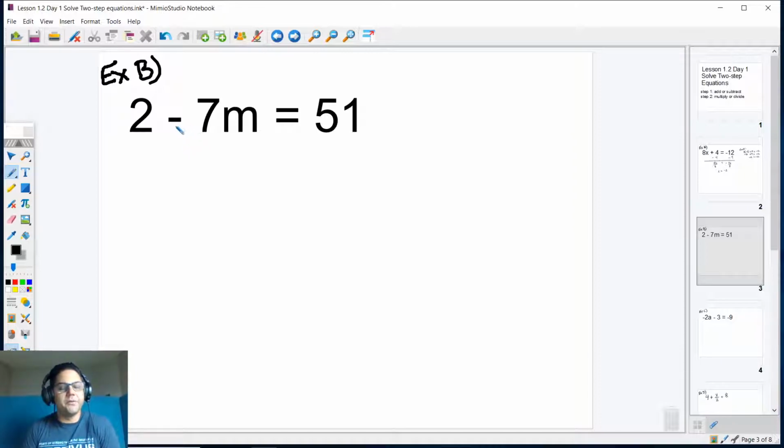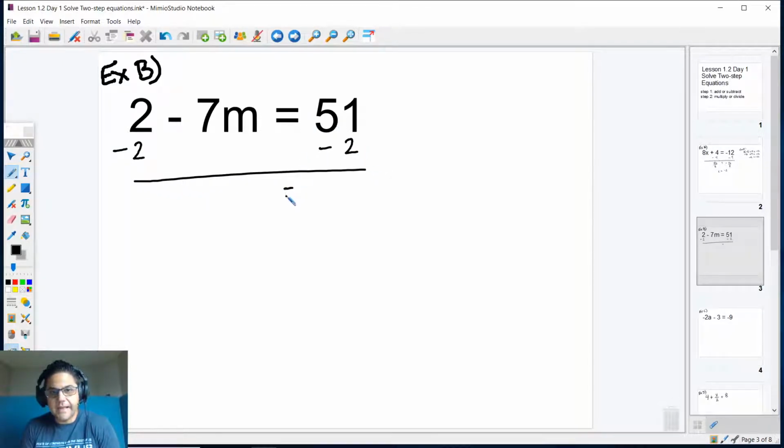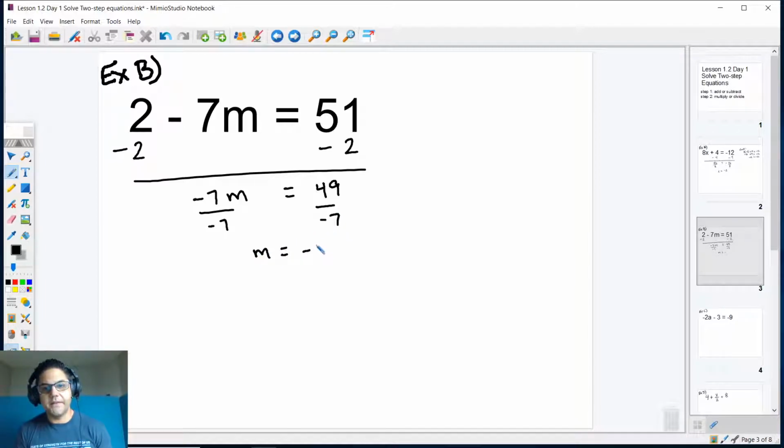All right, this one right here, we got to be really careful with that negative sign. A lot of students, for whatever reason, simply forget about it. So we're going to subtract 2 on both sides. So when I line it up with my equal sign, I need to remember negative 7m. A lot of students, when they rush through it, they just bring down the 7m, and that would give you a different answer. If I divide both sides by negative 7, then that means, of course, the value of m is equal to negative 7.